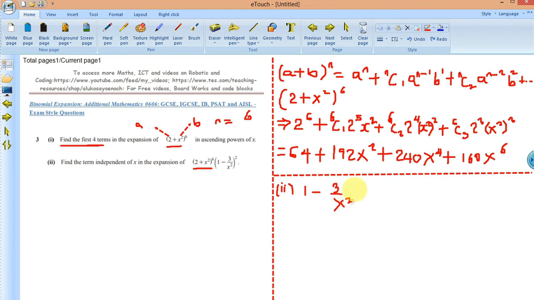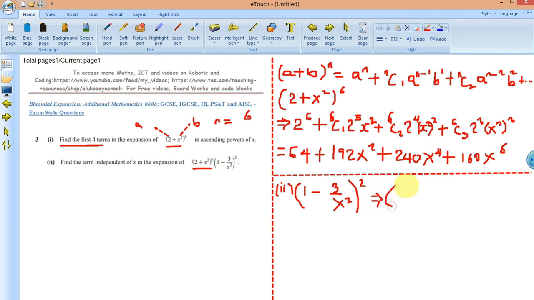Okay, all squared. I don't need to use binomial expansion for this one because this is just like a quadratic. I don't want to say quadratic anyway. This one now, you can just do 1 minus 3 over x squared. I could have been smarter, but I just want you guys to see what I'm doing.